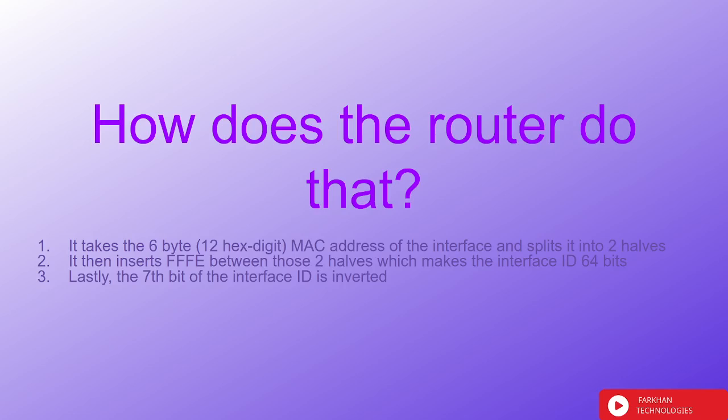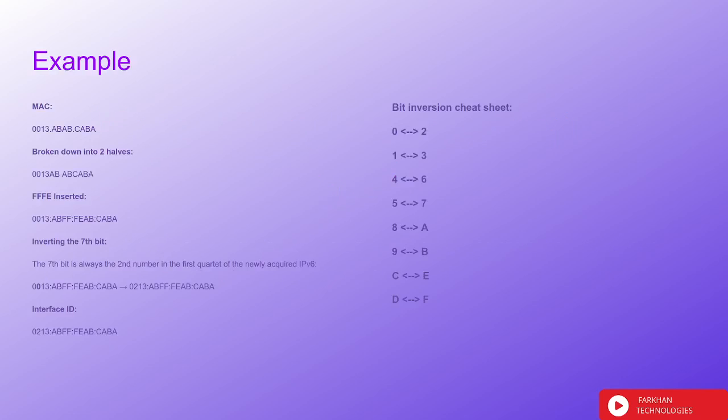Okay, lastly, the 7th bit. This is a very crucial part and I'm going to be talking about it a little bit more. The 7th bit of the interface ID is inverted. What does inverted mean? Inverted is when a 1 is turned into a 0, or if it was a 0, it's turned into a 1. I'm going to demonstrate it here.